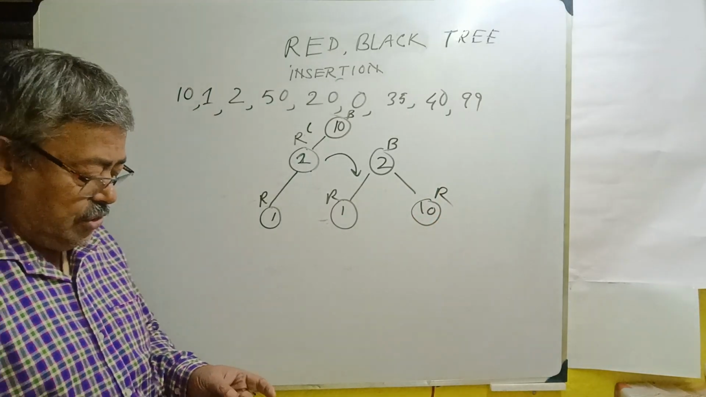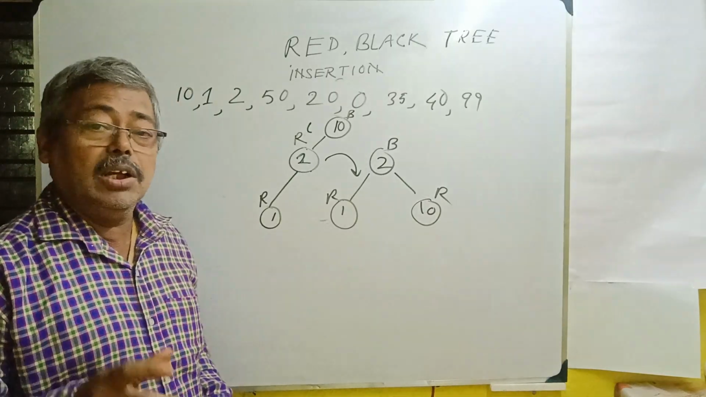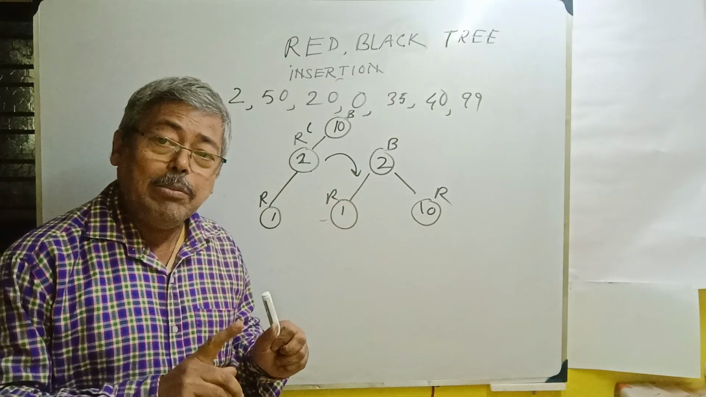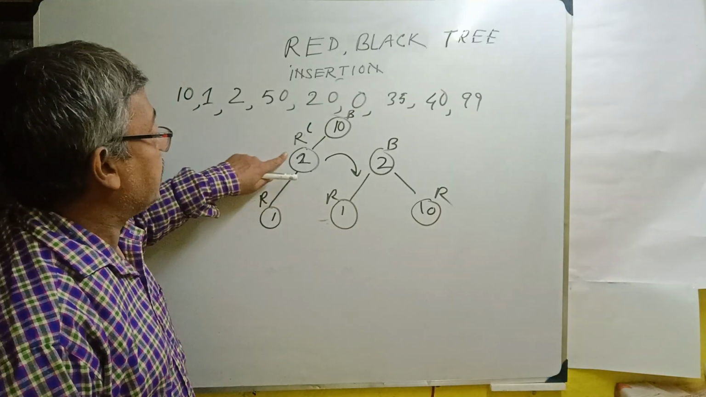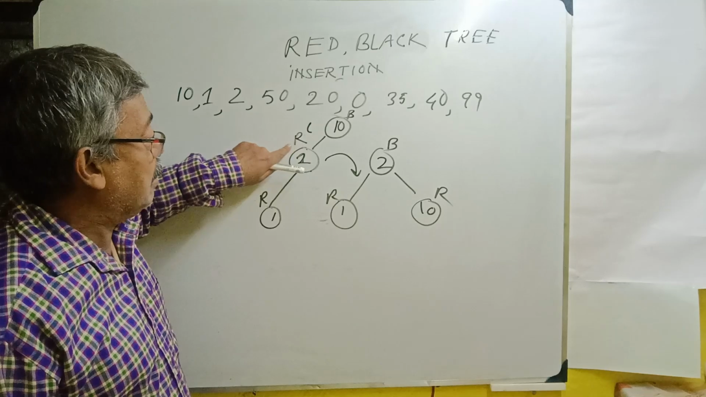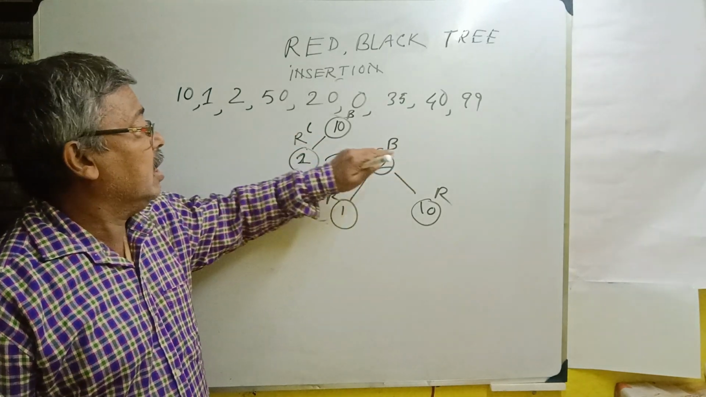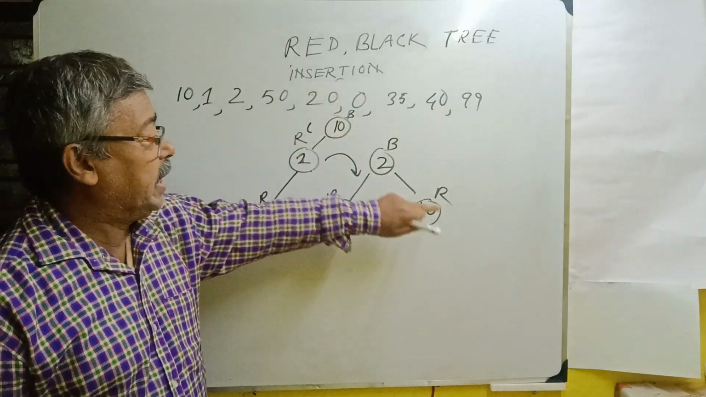The color will be changed. But the color of which node will be changed? The nodes that are involved in the rotation. The 2 is involved in the second rotation, not the first rotation. The second rotation involves node 2. Node 2 is colored from red to black. 10 is involved, so black to red.